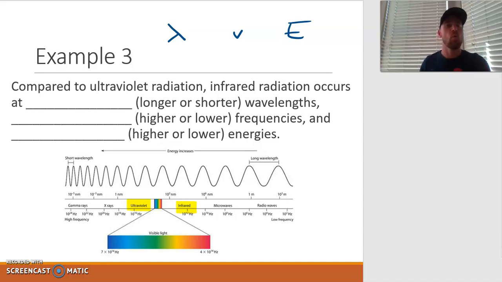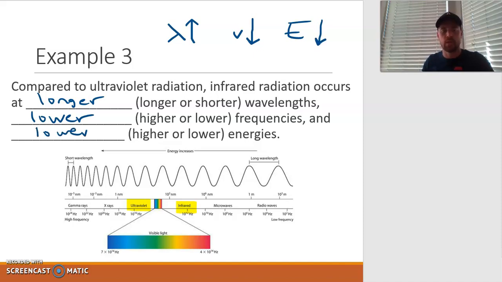Infrared would occur at, well, let's first talk about their wavelengths. Does infrared have longer wavelengths or shorter wavelengths? Infrared has longer wavelengths. And so I'd write longer. And keep in mind that wavelength is bigger for infrared. So I'm going to draw a little arrow up indicating the wavelength would be higher for infrared. If wavelength is higher for infrared, that means it must be smaller or lower for frequencies because there's an inverse relationship. And remember, whatever frequency does, so does energy. So energy will also be lower. So infrared waves have lower energy than UV.